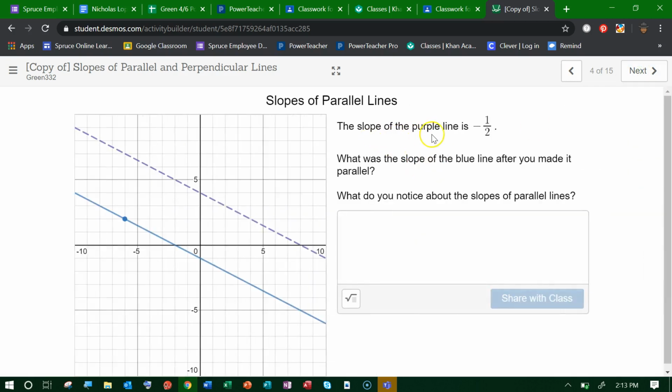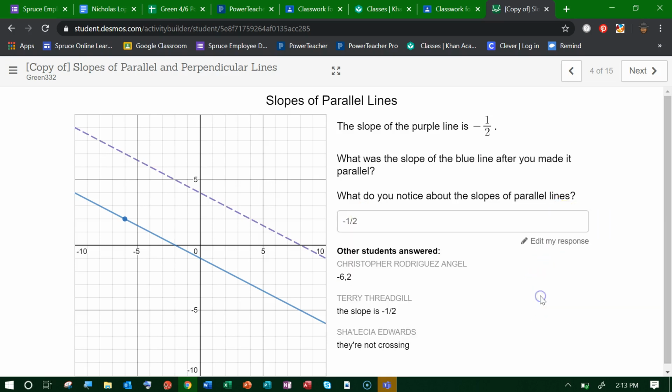And good, the slope of the purple line was negative 1/2. What was the slope of the blue line after you made it parallel? It was also negative 1/2. And if I share that with the class, I see some of the other answers I got. Okay, so let's go on.